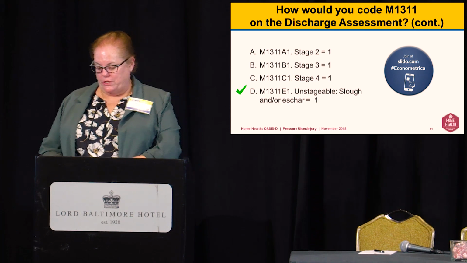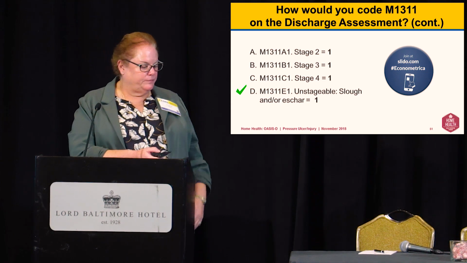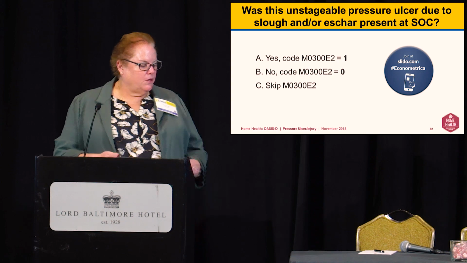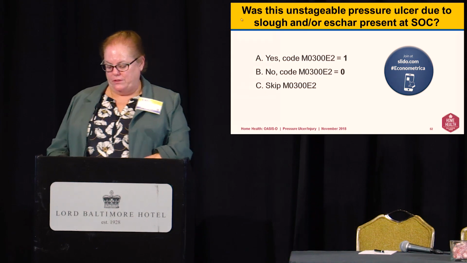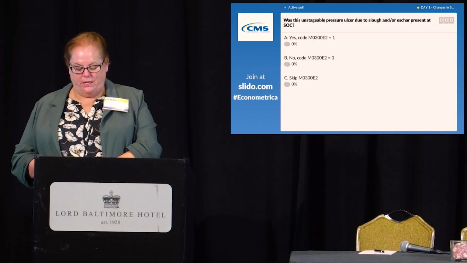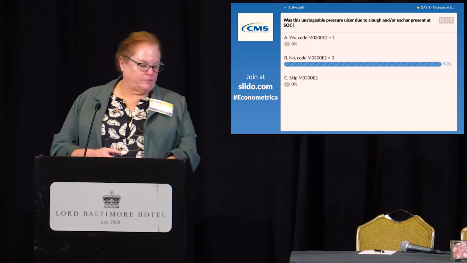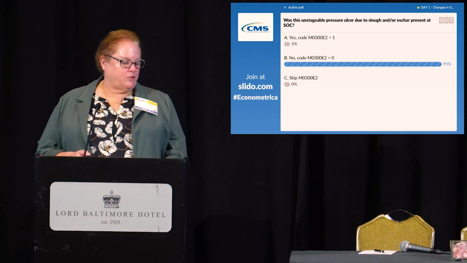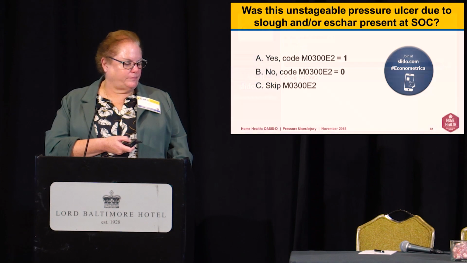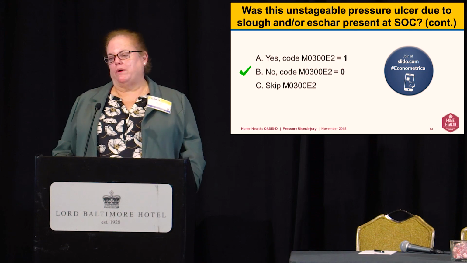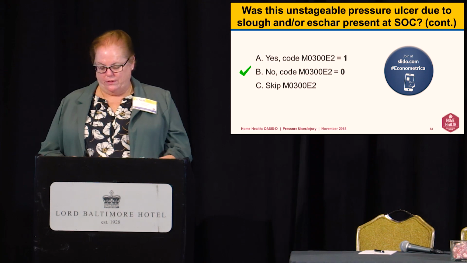So the follow-on question to this, and I don't think we have this in the, oh yeah, we do. So then the next question was: was this unstageable pressure ulcer due to slough or eschar present at the start of care? So the answers are A, yes, coding 1, B, no, 0, or C, skip. We're getting a lot of people answering. And the answer is no, right? Because we came in with a stage 3, and now we have eschar or slough covering it. All right.